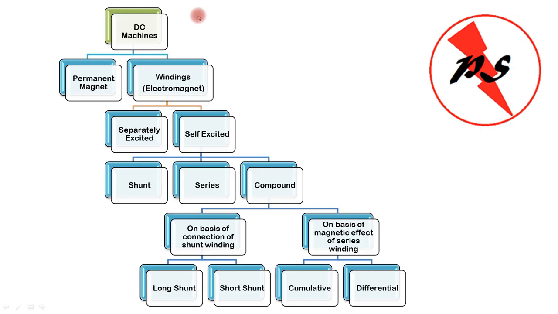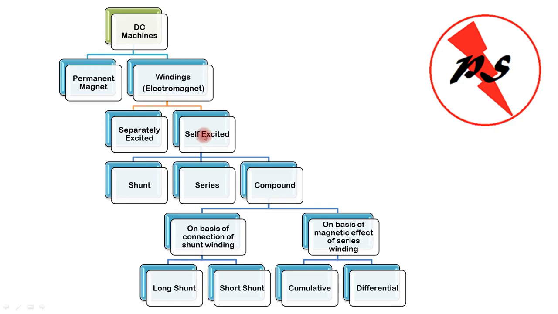So to summarize, DC machines can be categorized into permanent magnet DC motor, where the magnetic field is produced by permanent magnets. If the magnetic field is produced by electromagnets, then it can be further classified into separately excited or self-excited DC machines on the basis of how the field winding and armature winding are energized. If the field winding is energized separately, then it is known as a separately excited DC machine. If the field winding and armature winding are excited by the same DC source, then it is known as a self-excited DC machine.